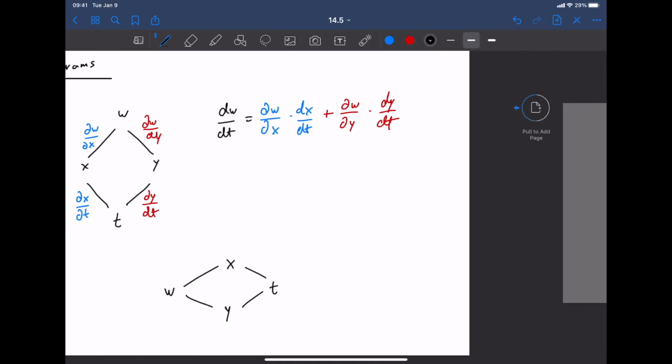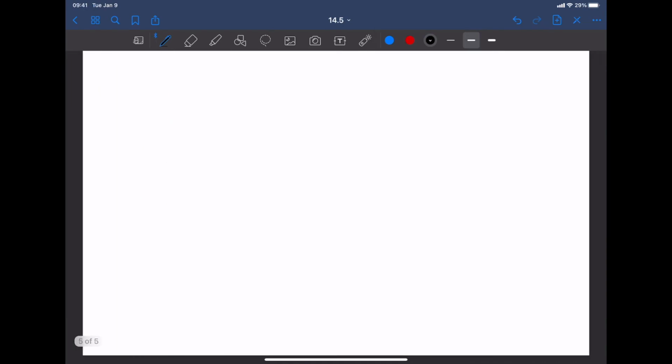We'll do one more example of the basic ideas. So we'll have W equal x squared y minus xy cubed. X will be cosine t, y will be e to the t. And maybe we'll have an evaluation. Find dw dt evaluated when t is 0. Okay.